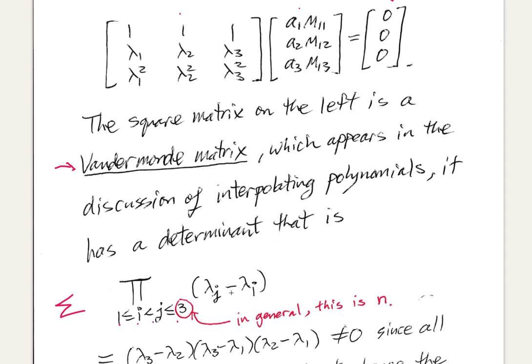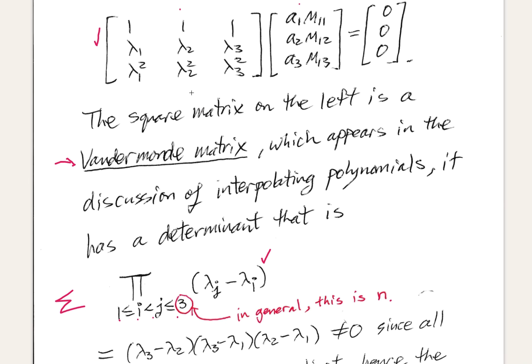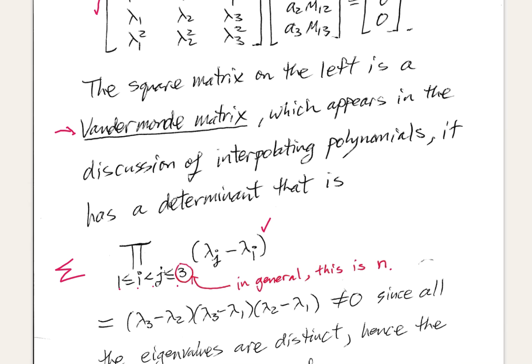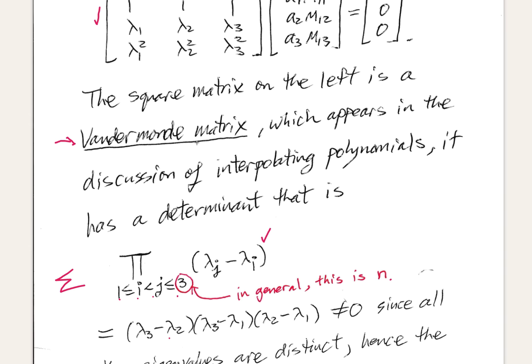But it's going to be lambda j minus lambda i. It's the product of all those. And in general, that's going to be like I have here. That's going to be n. That's kind of cool. You can actually prove that using induction on Vandermonde determinants. There are other ways to prove it. But anyways, in this particular case where n is 3, that means lambda 3 minus lambda 2, if you were to take the determinant of this, lambda 3 minus lambda 1 times lambda 2 minus lambda 1.